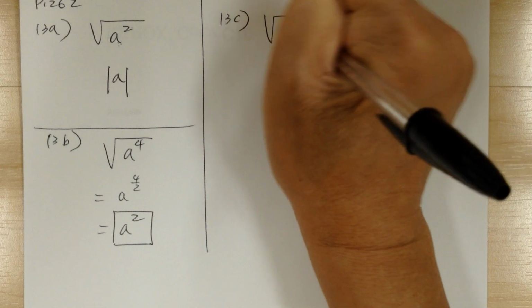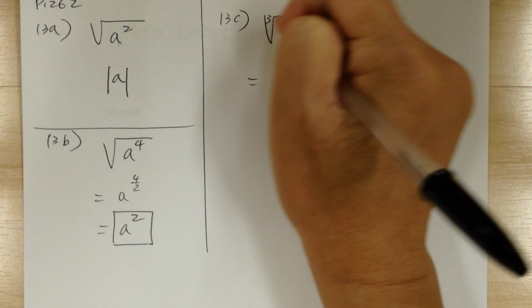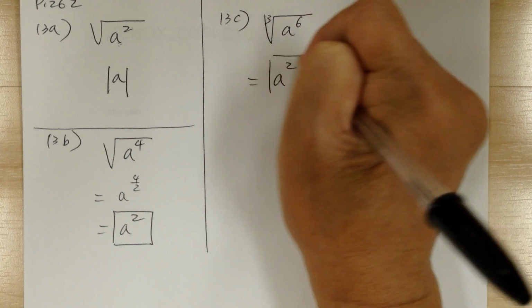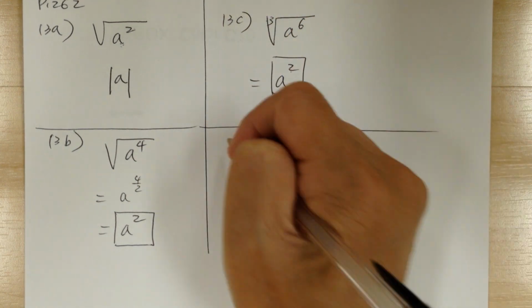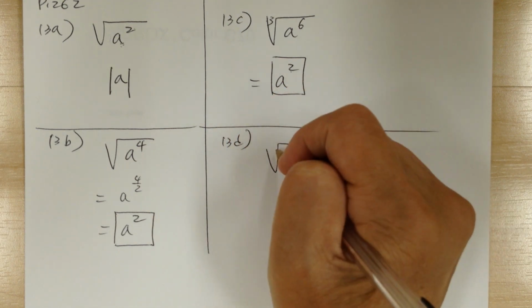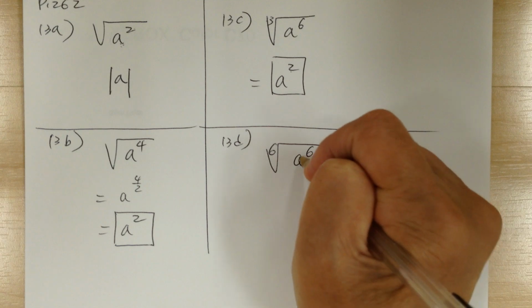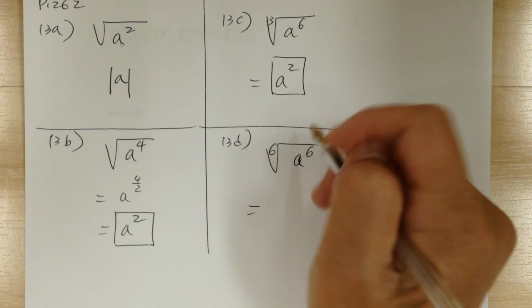Okay, 13C. The cube root of A to the 6. So this will equal A squared, right? 6 over 3 equals 2, right? Okay, 13D. You got 6 root of A to the 6, okay? So the 6 over 6 is 1, so this will equal A.